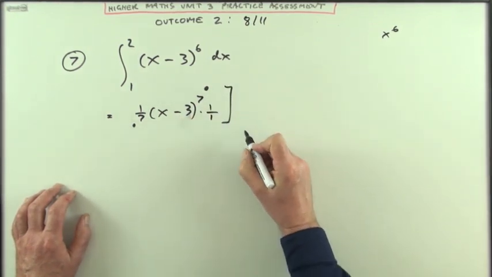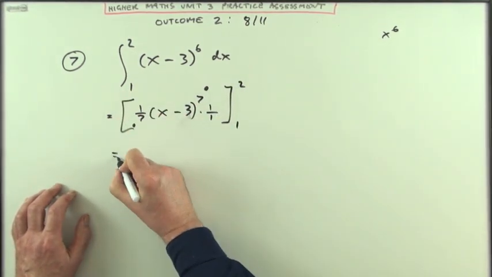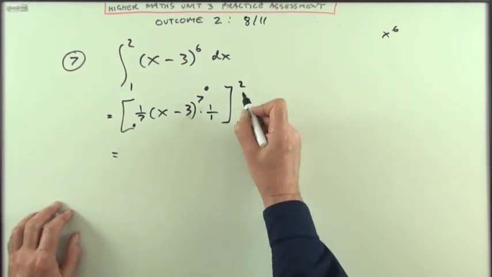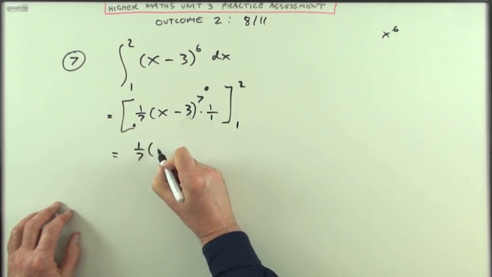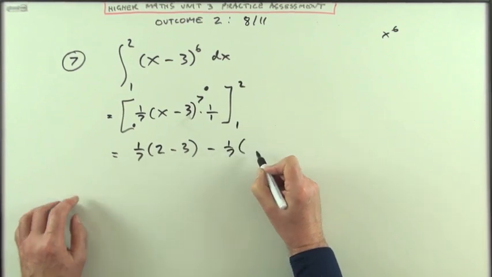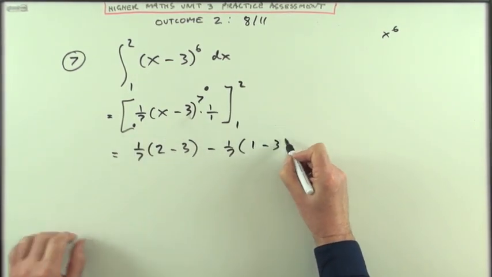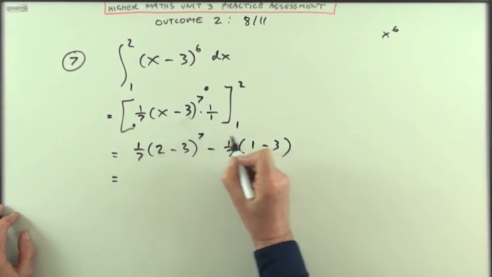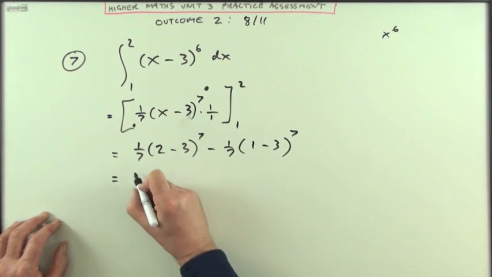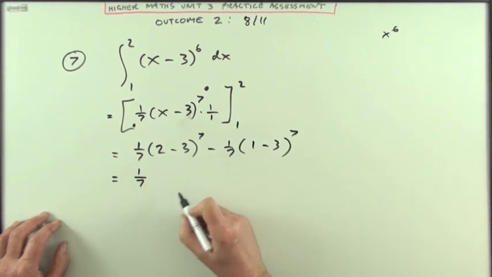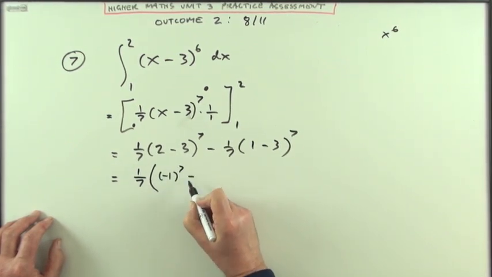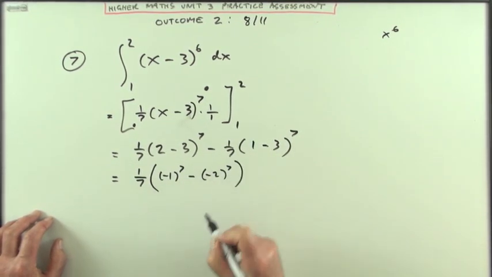Then evaluate that. Evaluate that from 1 to 2. So the next 2 marks will simply be substitute, evaluate. So the first mark's for substitute, so I've got 1/7 of, and that will be 2 minus 3, minus 1/7 of, and that will be 1 minus 3. All to the power 7. But nastier in this case because of the negatives. So I've got 1/7, that's a common factor, I could just take that out. So I've got negative 1 to the power 7, take away negative 2 to the power 7.